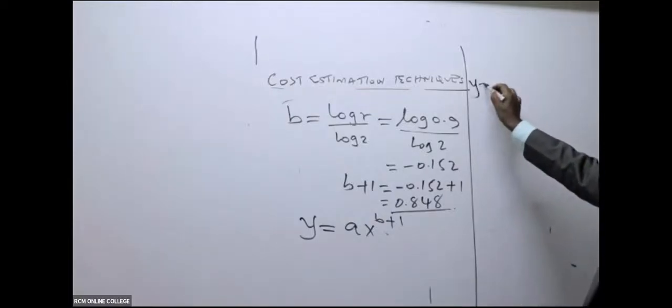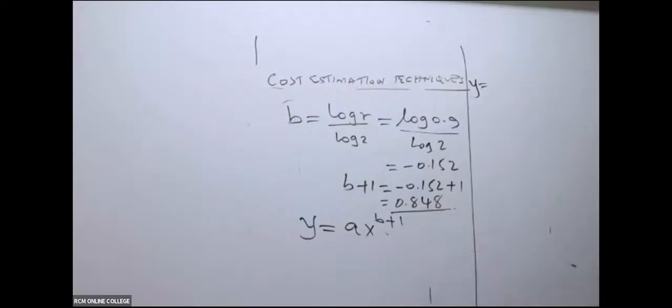So y will be equal to a. A is the time taken to make the first unit. Are you able to see the time taken to make the first unit? Has it been given in this book?